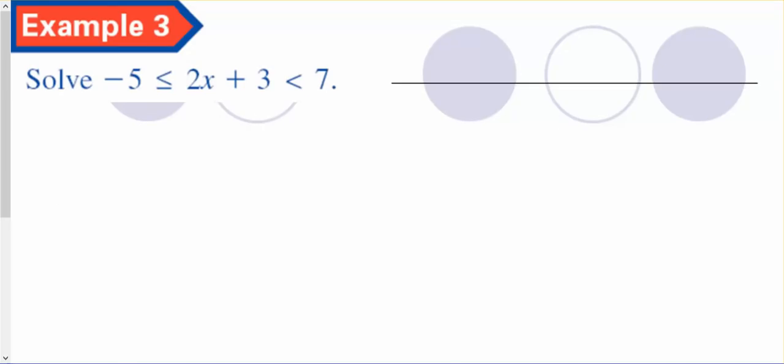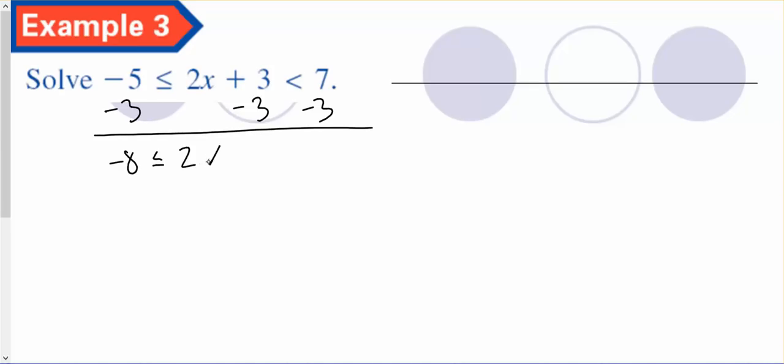So you guys try doing this one. So here we're going to subtract 3, and subtract 3. We've got all three sides. I've got negative 8 greater than or equal to 2x, less than 4. Divide by 2, divide by 2, divide by 2.